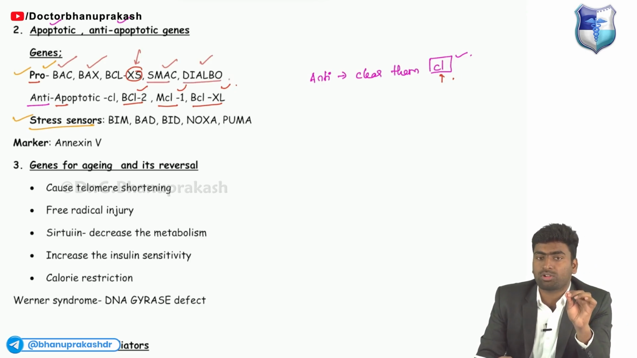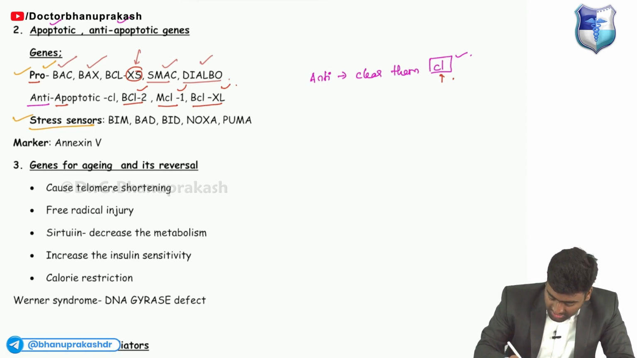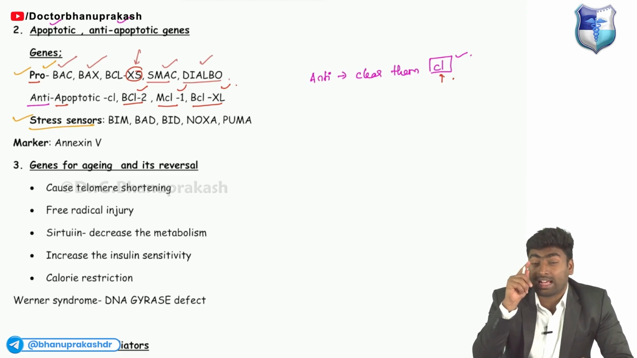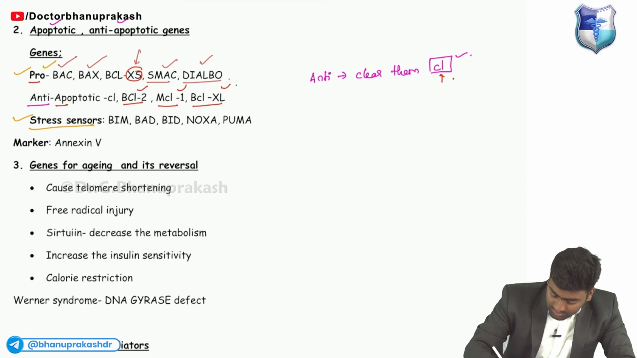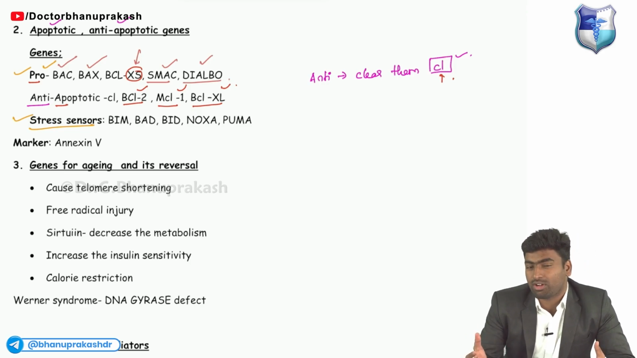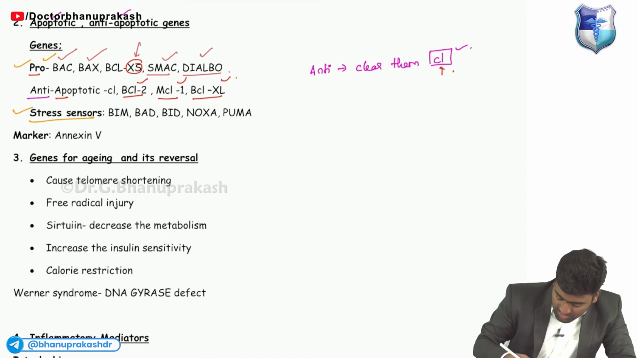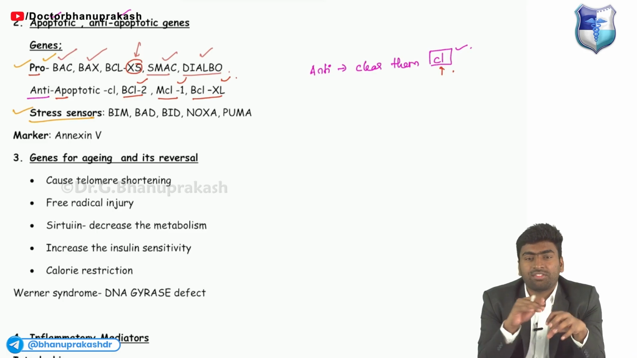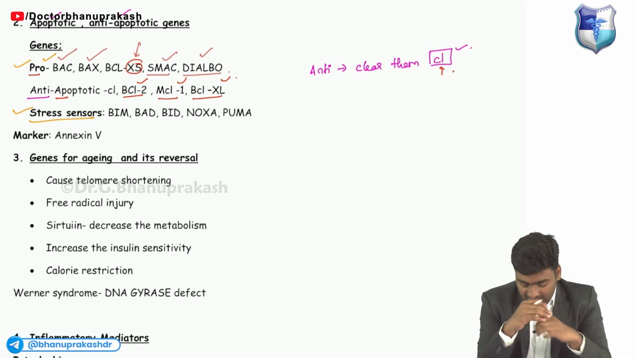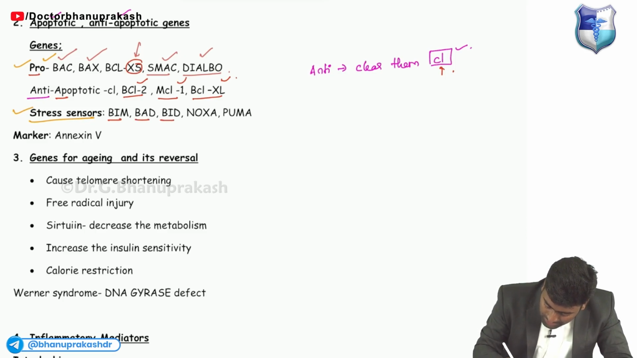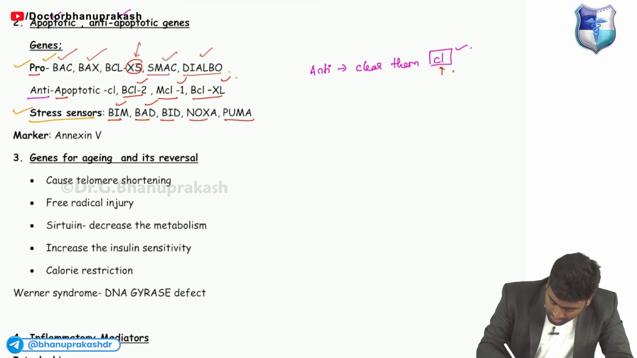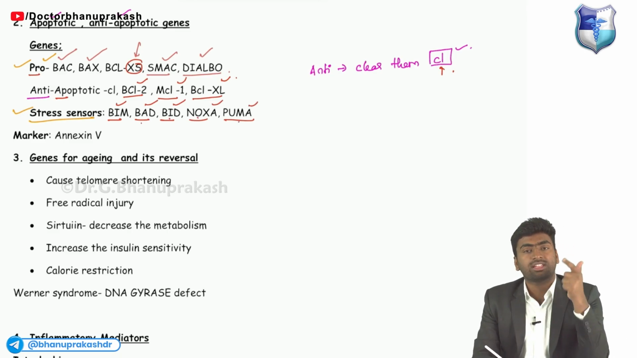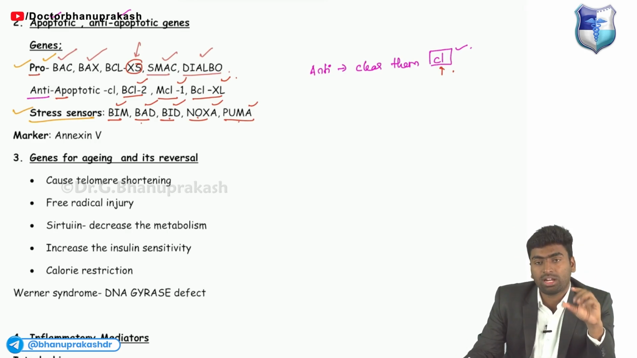These are the pro-apoptotic genes, and the anti-apoptotic genes, as I told you, will have Cl in their suffix. So they are BCl2, MCl1 and BClXL. Good guys. And we know in the case of apoptosis, the marker is annexin 5. Then the next ones are known as stress sensors. These stress sensors sense whether there is any stress the cell is experiencing. These stress sensors include BIM, BAD, BID, and others. So anti-apoptotics will have Cl, okay: BCl2, MCl1 and BClXL.